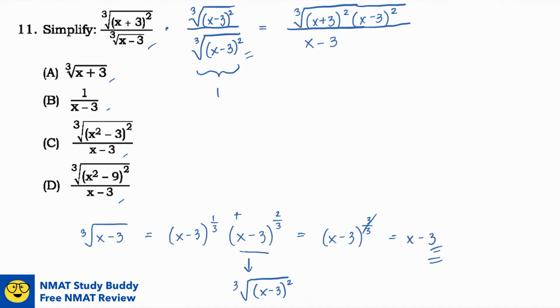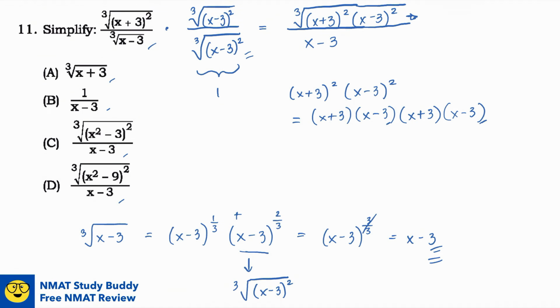Pero wala pa to sa choices, di ba? So, isimplify natin yung loob ng numerator, which is x plus 3 squared times x minus 3 squared. So, kapag sinimplify mo yan, equal yan sa x plus 3 times x minus 3 times x plus 3 times x minus 3. So, ito yung nakasquare na x minus 3. Ito yung nakasquare na x plus 3.